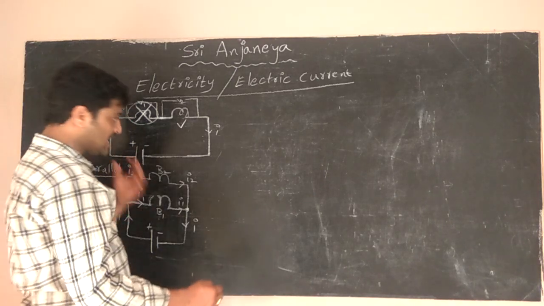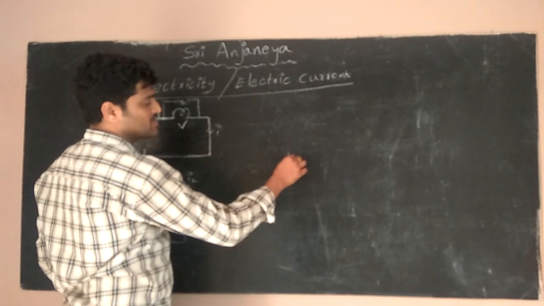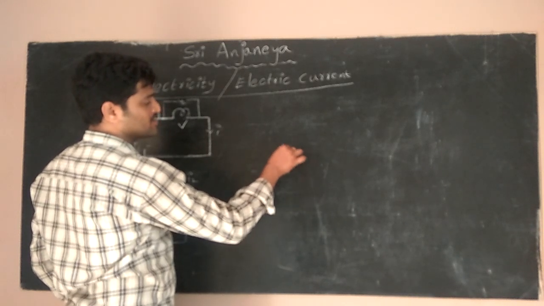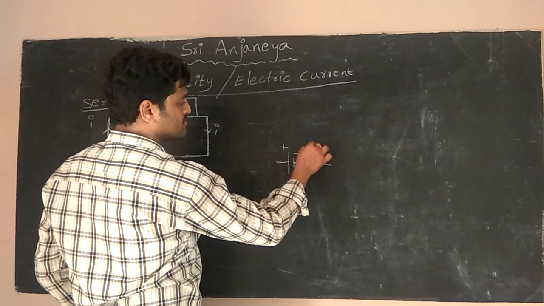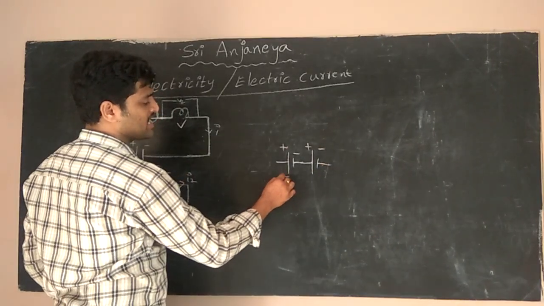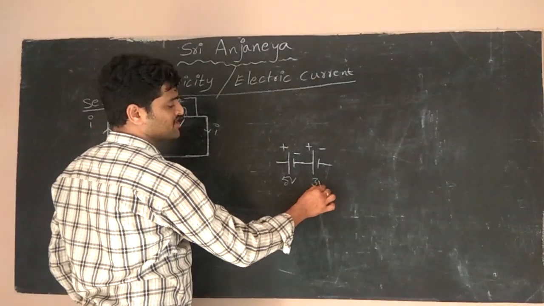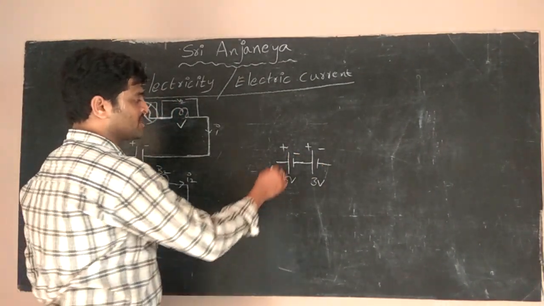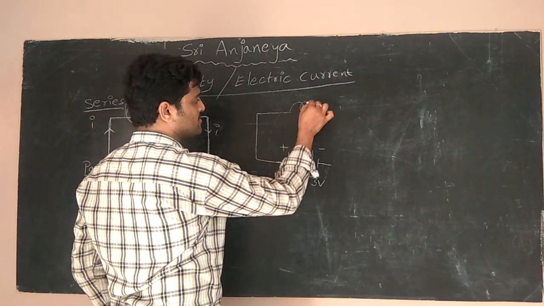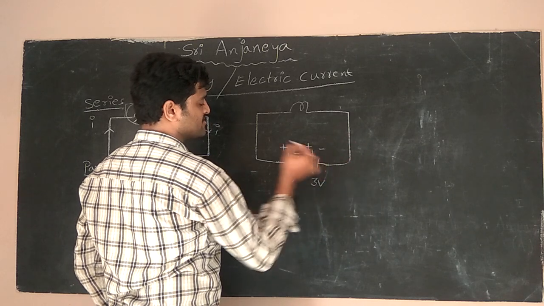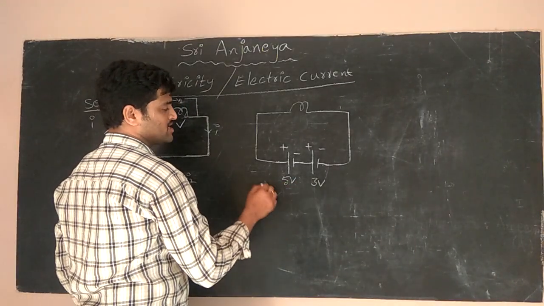Next, coming to cells in series and cells in parallel. This is a cell, plus minus. This is another cell, plus minus. Suppose this has a voltage of 5 volts and this has a voltage of 3 volts. Here this circuit has a bulb. 5 plus 3, how much?